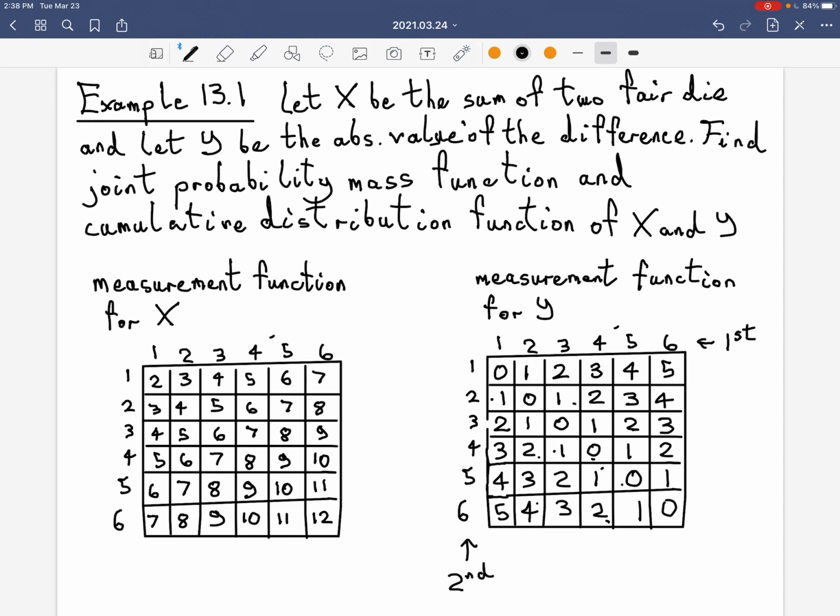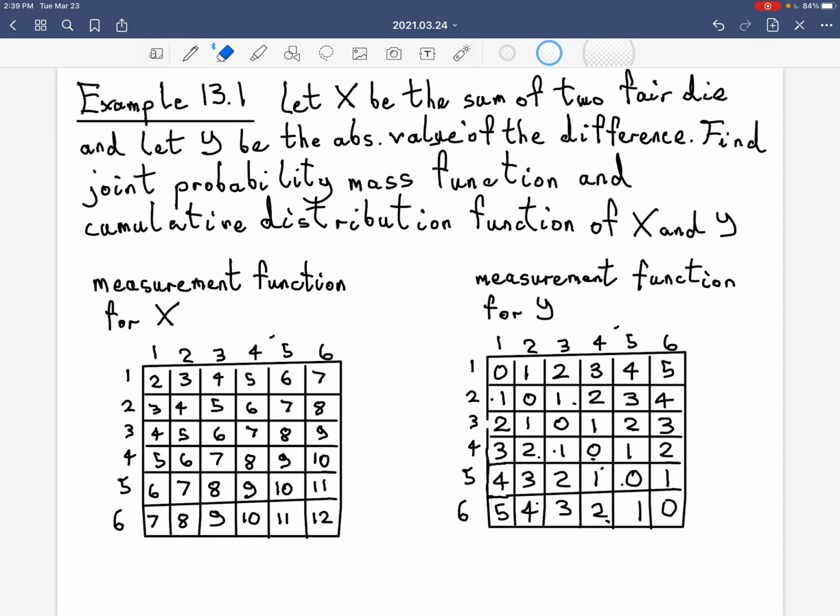So I'm going to write down the measurement function for x, which is the sum of two fair dice. So I have that table on the lower left, and I have this table on the lower right, which is giving me the absolute value of the difference between the two rolls. If I didn't have the absolute value, I would have needed to specify first and second because the table would not be symmetrical. But because I said absolute value, the table is symmetrical, and so I don't need to specify which one is the first die and which one is the second being subtracted.